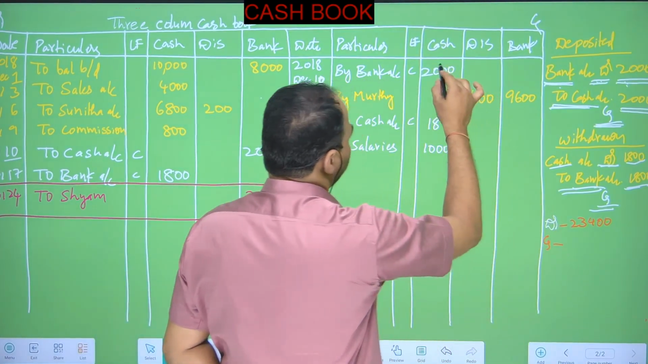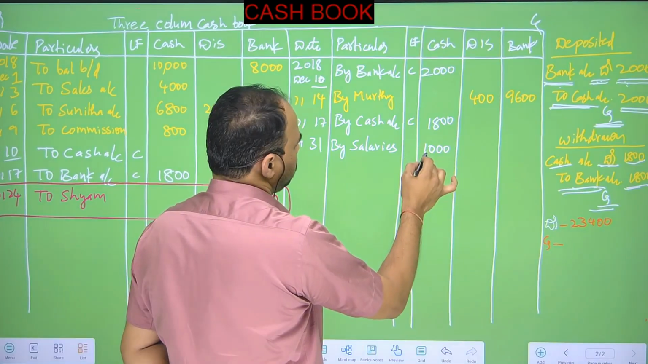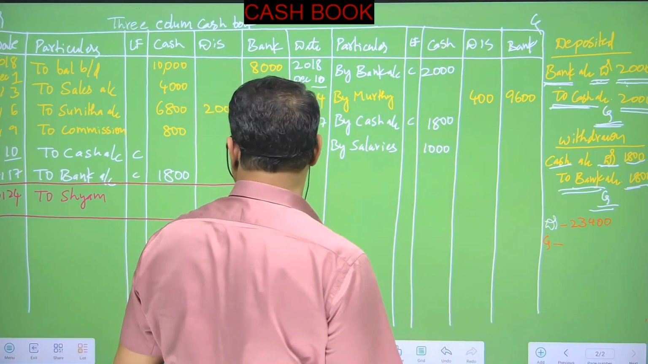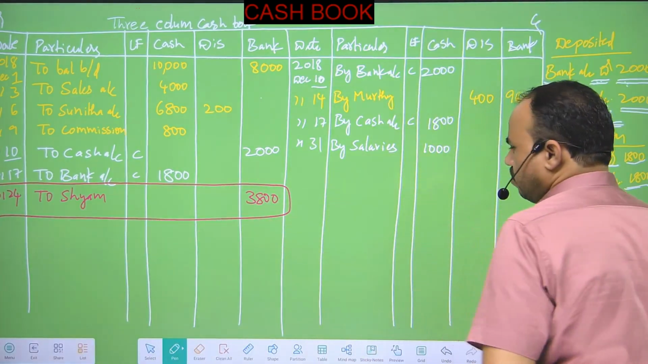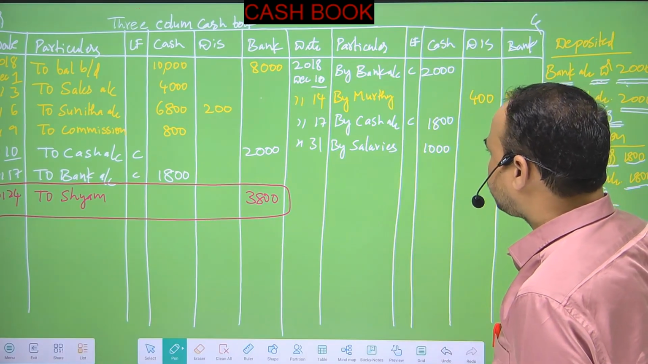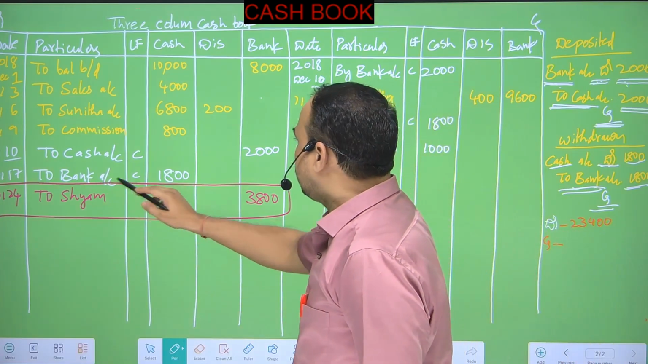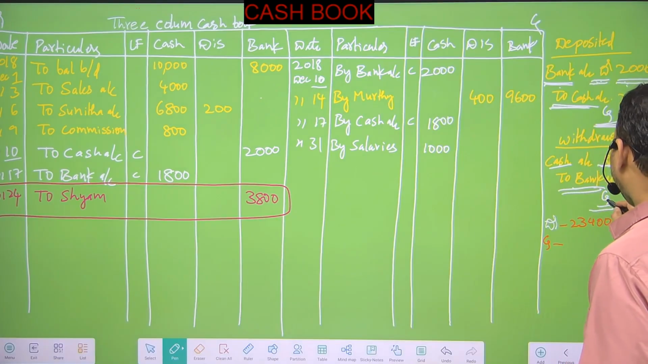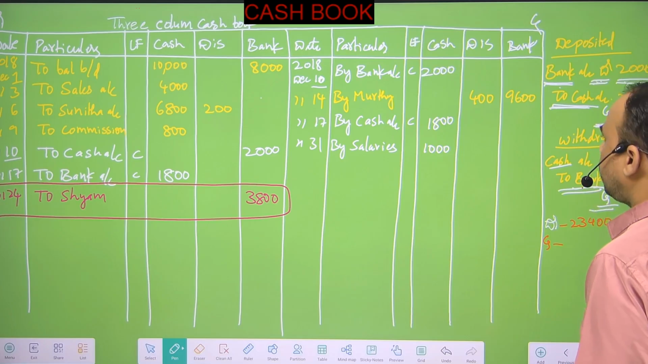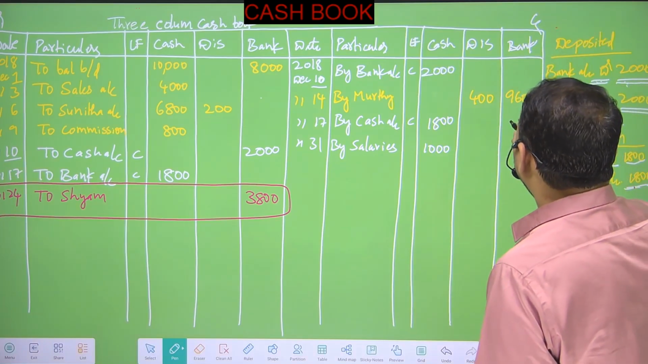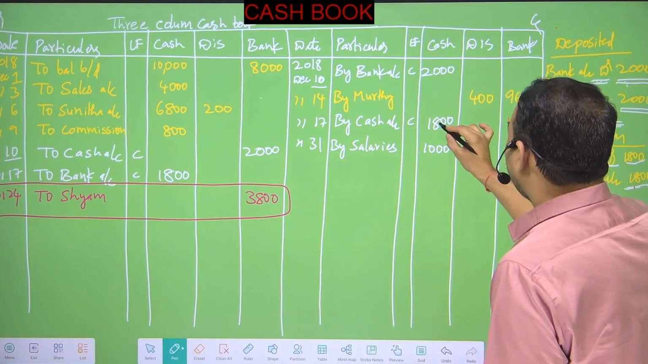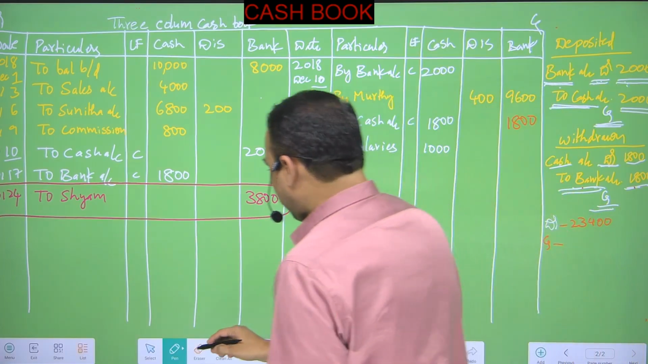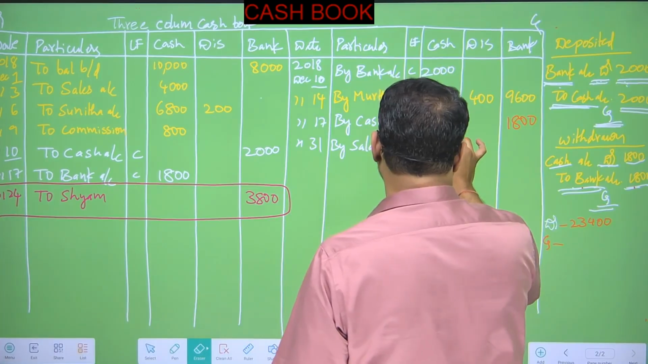Now do the credit side cash column total: 2,000 plus 1,000 is 3,000, 4,800. Just a minute, we have done one small mistake here. Look at the board, the 17th date. In the credit side bank column we have to write 1,800, not in the cash column. Here I mistakenly wrote it in the cash column. We have to write it in the bank column.